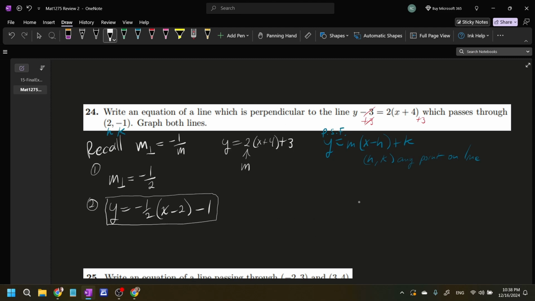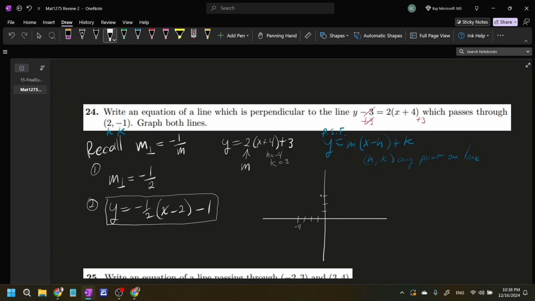They don't give us graph paper to graph this, which sucks, so I'm just going to try my best here. Graphing the first line, we know the point that we're going to focus on is, if this is x plus 4, that means h for this line, the point that they gave us, h is going to be -4 and k is going to be 3. So I'm going to find the point (-4, 3).